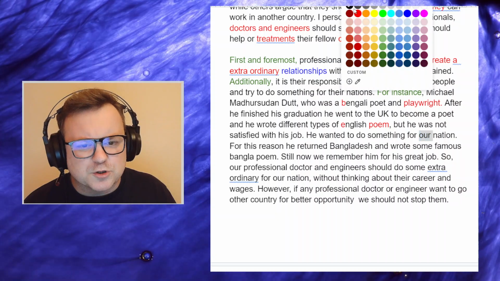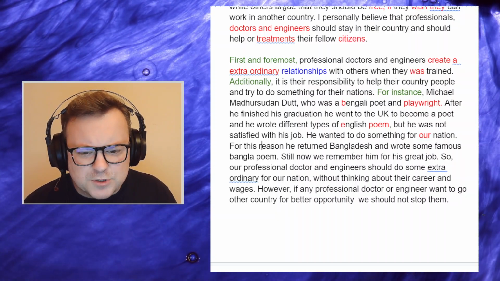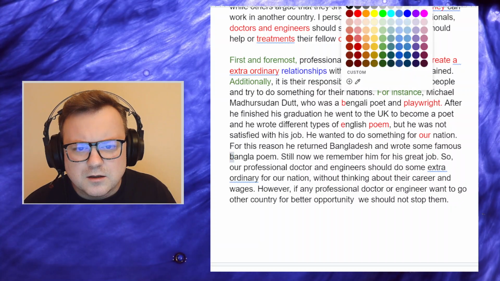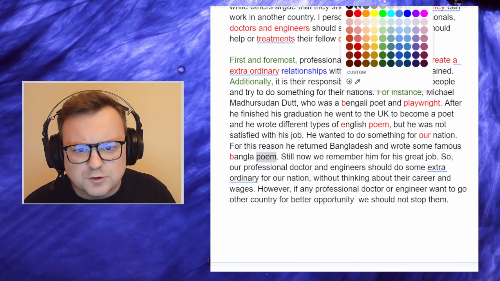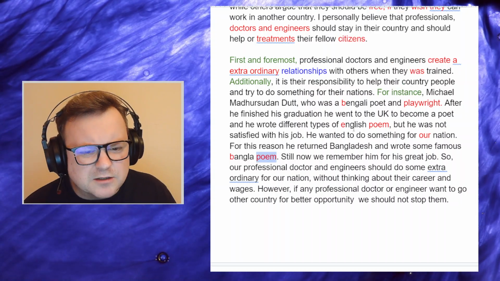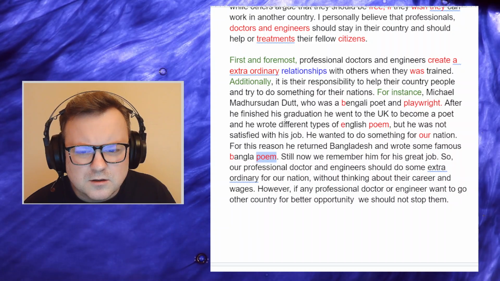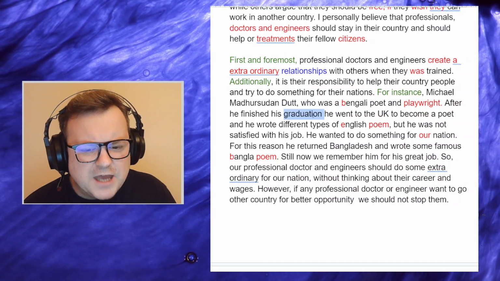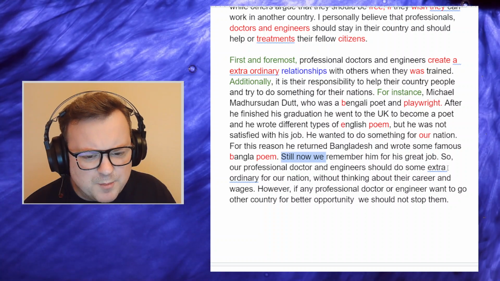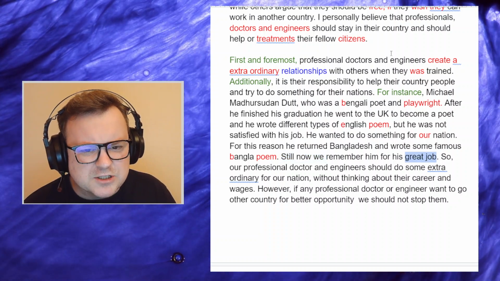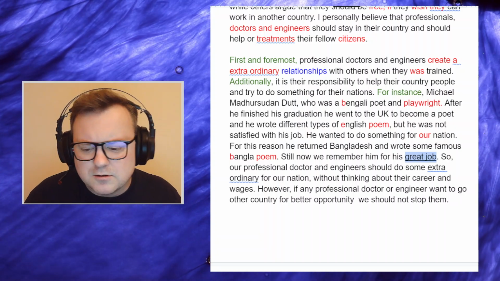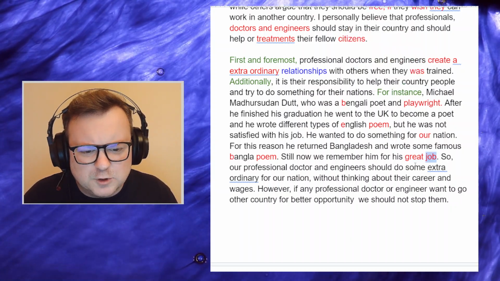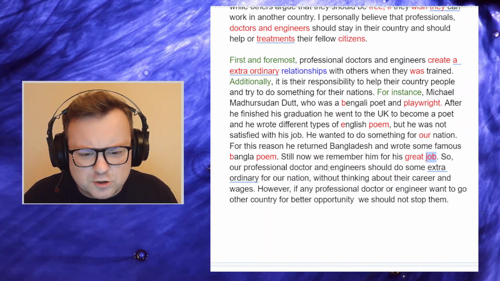And also, it's far too personal. "For this reason, he returned to Bangladesh and wrote some famous Bangla," should be capitalized, "poems," should be plural. Okay, where was he trained then? Okay, so he graduated in Bangladesh, then went to the UK, then came back to Bangladesh, and still now we remember him for his great job. Great job is not academic language. That's very emotive, very informal.